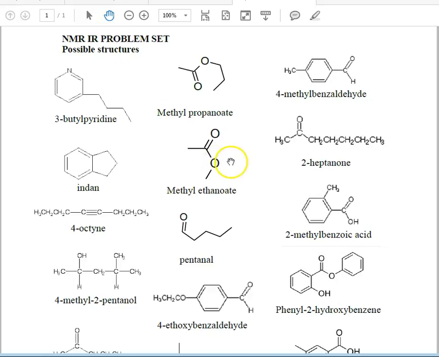We're going to briefly take a look at how to solve NMR and IR problems. We spent a lot of time on this a while ago, but it's been a while, so this is just a quick refresher.